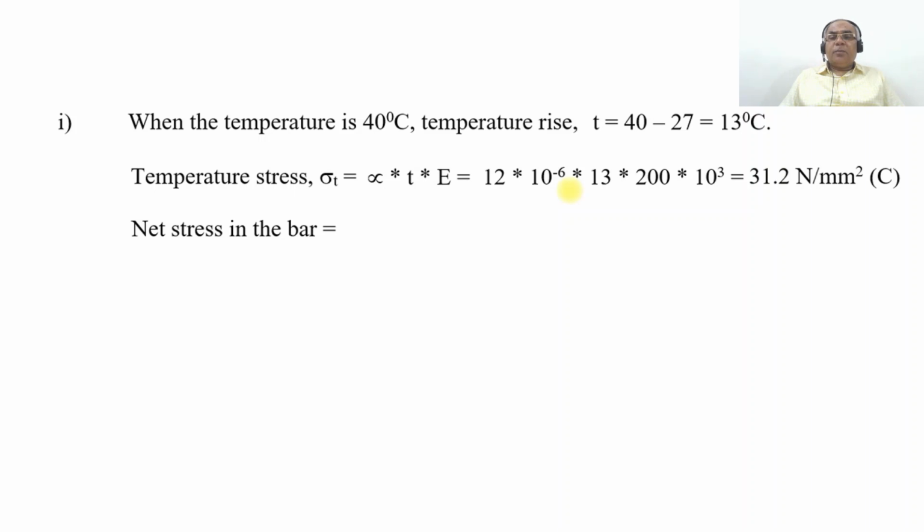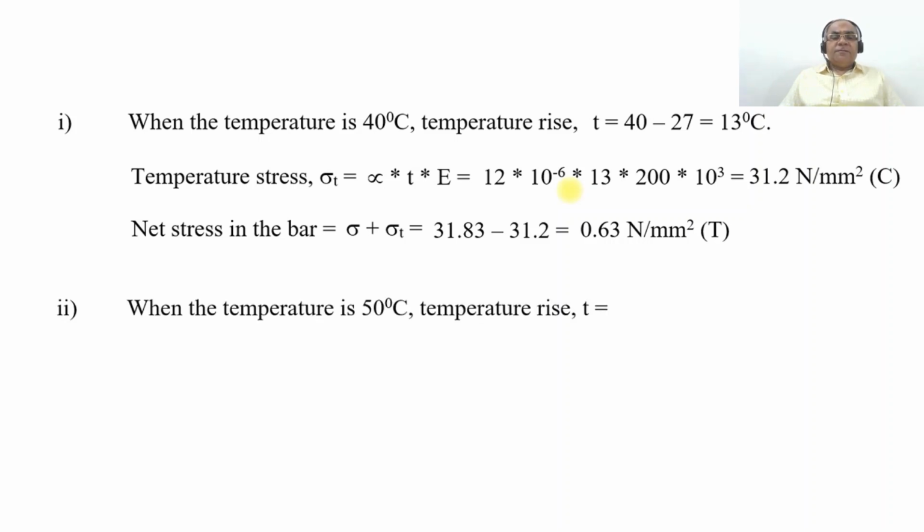So what is the net stress in the bar? The net stress in the bar will be equal to sigma plus sigma T, which will be 31.83 minus 31.2. Because it is a compressive stress, you will get 0.63 Newton per mm square, which is tensile.